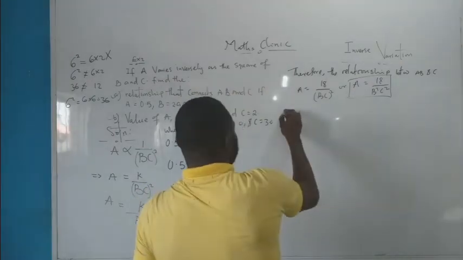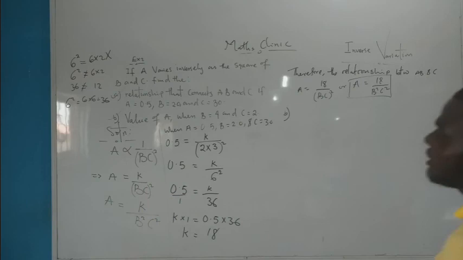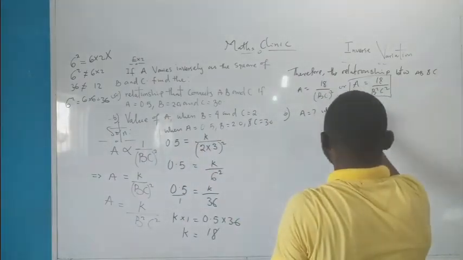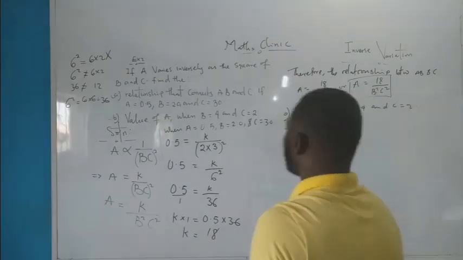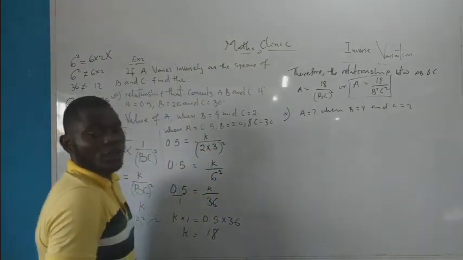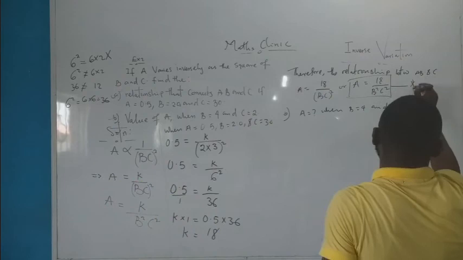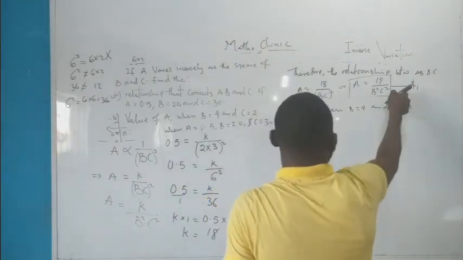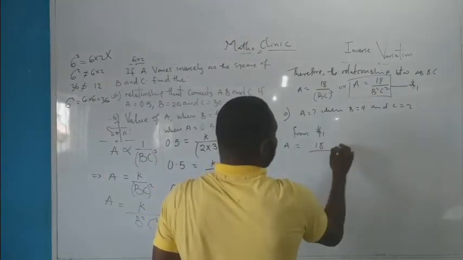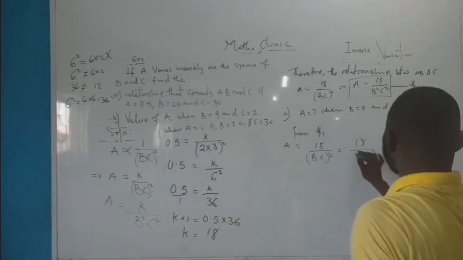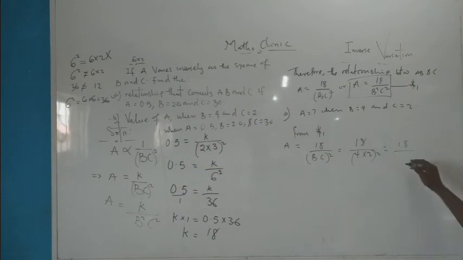Second one, that's part B. Find the value of A. A is unknown when B equals 4 and C equals 2. Okay? So from asterisk 1, we have A equals 18 upon B squared C squared, which is equal to 18 upon 4 squared times 2 squared, equals 18 upon 8 to power 2. Okay? And I get 18 upon 64.